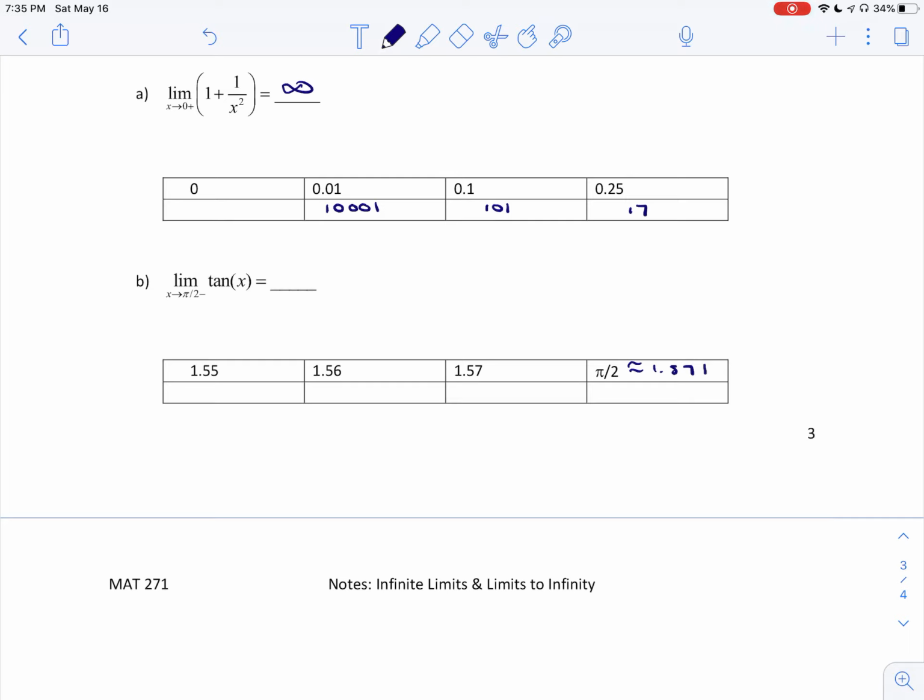All right, so if we plug these in here, we're going to get 48.1, 92.6, and 256. Again, we can see that as our x values are approaching pi over 2 from the left-hand side, our y values are getting bigger and they're getting positive, so they're going to be approaching positive infinity.